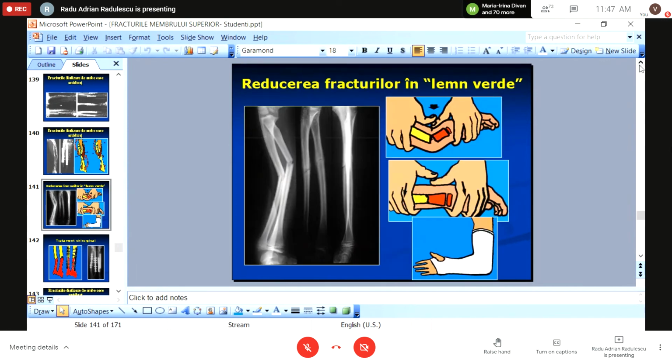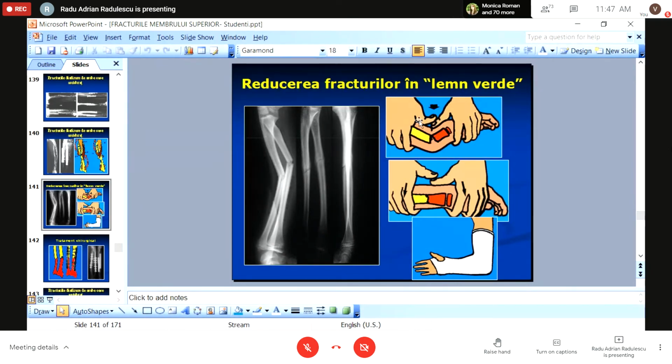So, to summarize about the forearm, in adults, the only treatment, so 100% of the adult patients with fractures of the diaphysis of the two bones must be operated. The only treatment must be the surgical treatment by open reduction and plate and screws. There is no orthopedic treatment.